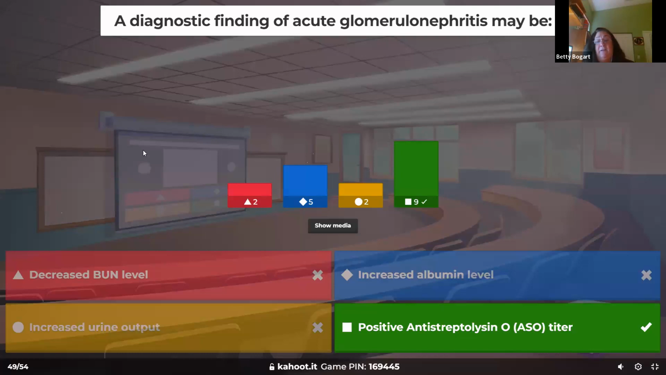And it's a positive ASO titer. Look at the word, anti-streptolysin. Now, sometimes the kid is a poor historian or the parents don't know. So we'll draw lab work and we'll do an ASO titer. The ASO titer comes back positive. We know the cause of acute glomerulonephritis, and that's why we use it. I hope that will help you.